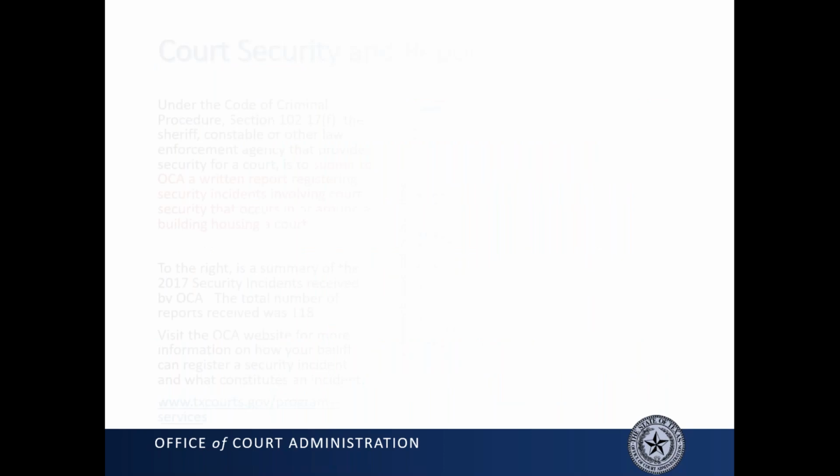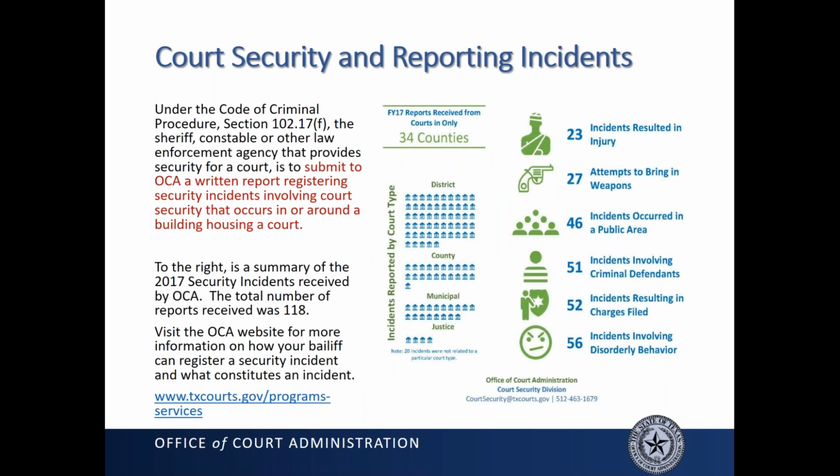Throughout the first 4 webinar series, we talked about court security and reporting incidents. In 2017, the legislature created the court security director. One of the duties of OCA is to secure court security and reporting incidents. This allows for a person, usually your bailiff, to submit a report every time there is an incident. In 2017, 34 counties reported there was some security incident. I want you to look at those numbers because I want to tell you that since the legislature created that position of a court security director, those numbers have gone up.